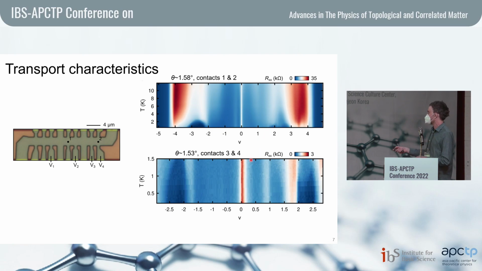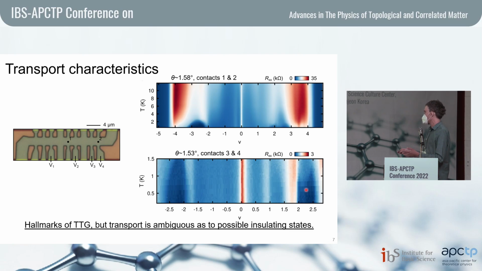If we measure down to lower temperature using a different pair of contacts, at different positions, the twist angle is a little bit different, and one can see a little bit of variability. For example, at this particular position between fillings 3 and 4, it seems like the superconductivity on the electron side is somewhat stronger than that on the hole side. But anyway, these are the hallmarks that we expect from twisted trilayer graphene.